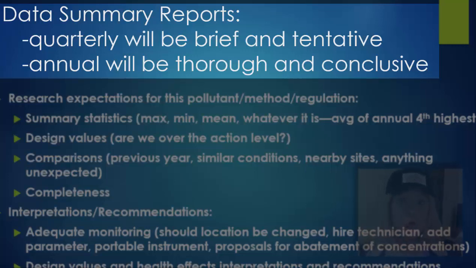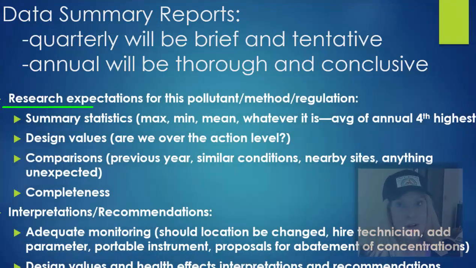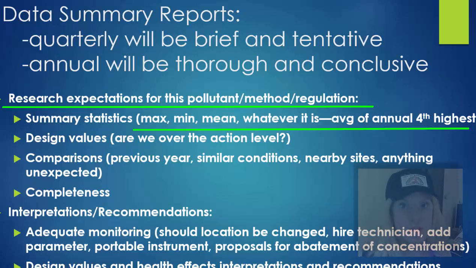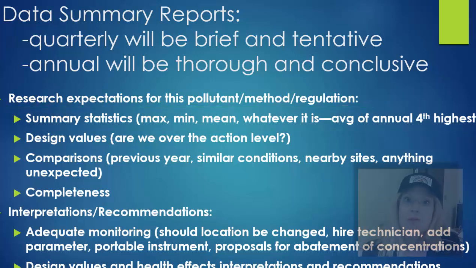For you to know when you're writing your QAPP what you need to include in your data summary report, there should be something online for the method, for the pollutant, about what summary statistics pertain to whatever regulation you're gathering your data to compare against. It's like the average over the year. Things like the fourth highest concentration over each year and the average of that, or something like that. But whatever that is going to be in your data summary report. And a lot of times that's called the design value.